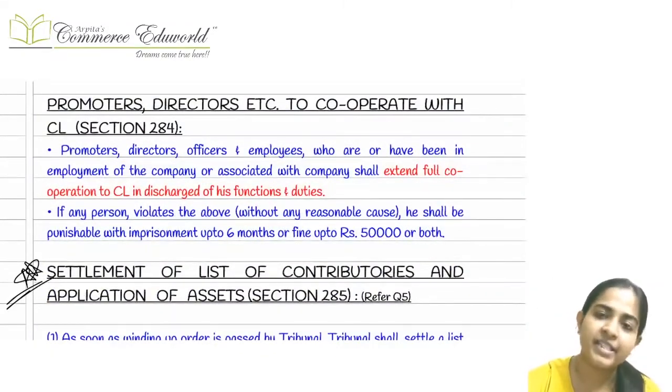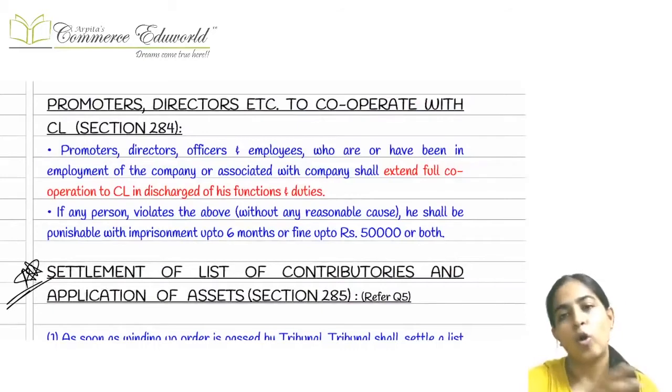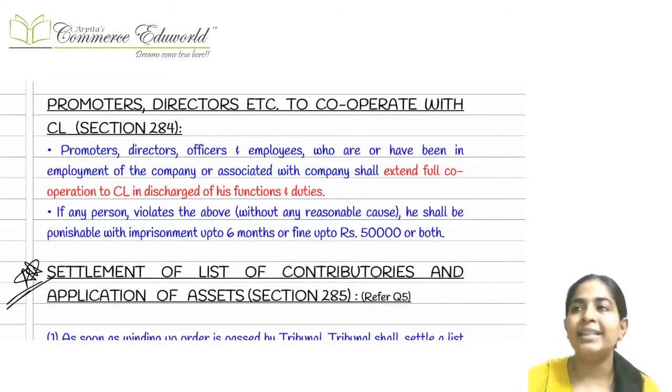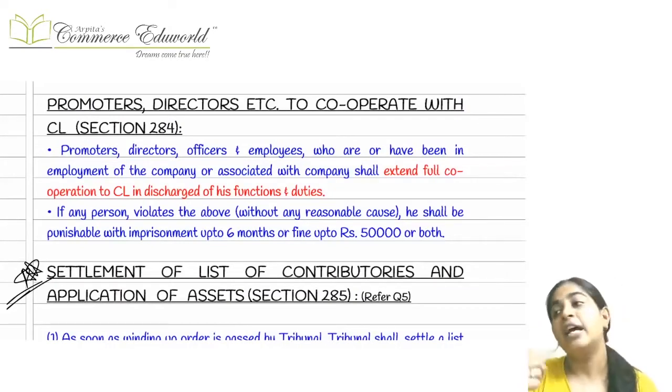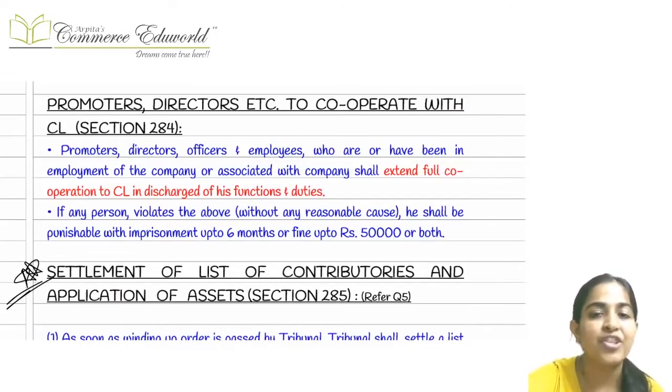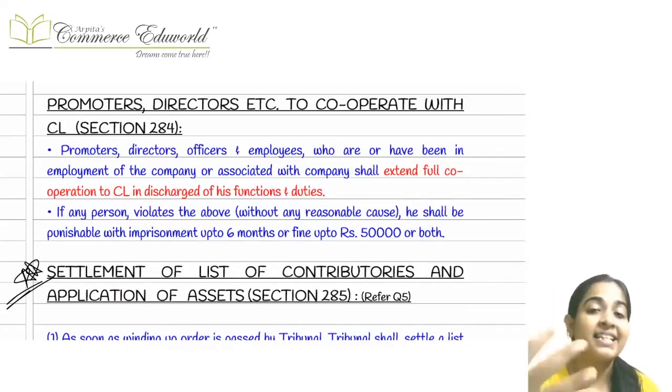Okay, just like your IBC, all the control now comes, all these administrative controls now come into the hands of the company liquidator. And suppose the liquidator needs more information about the things written in the books of accounts, then it can seek the information.